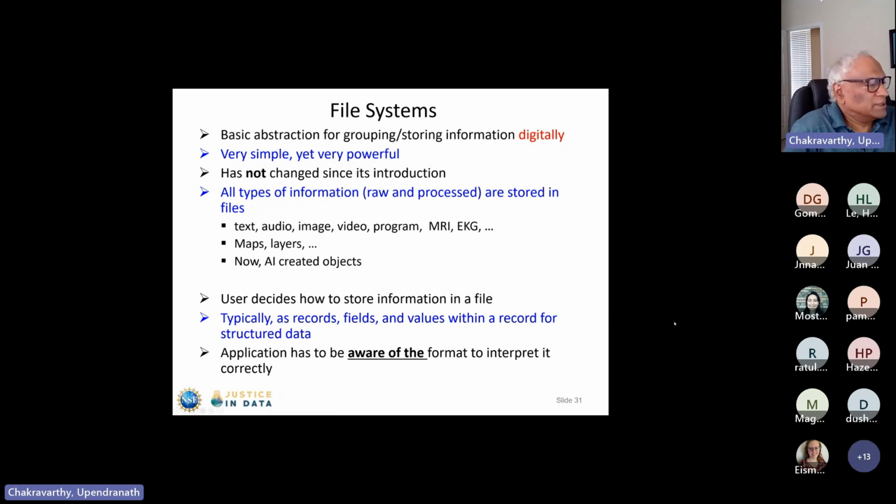So what is a file system? I'm trying to understand, just to keep track of it, when does this module end? We started at 12:45 to 1:30.